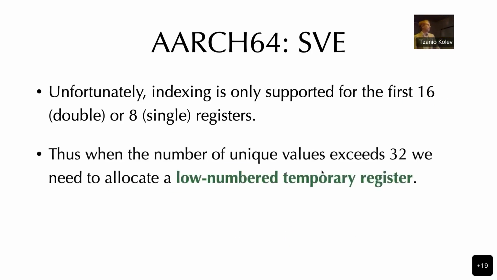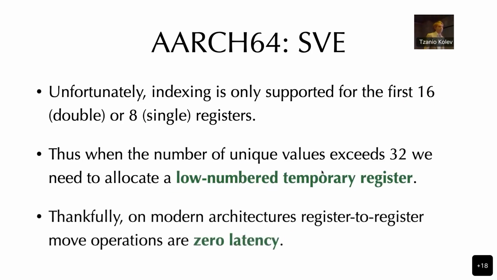When the number of unique values exceeds 32, we need to figure out what to do, as indexing kind of doesn't work. Our solution here is we allocate the first register as a temporary. And then if we need to do an operation with a constant stored in a higher numbered register, we first issue a move instruction to copy that register to a low numbered register, and then everything works as expected.